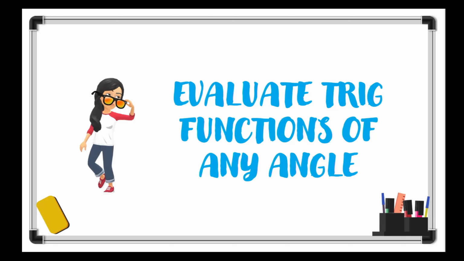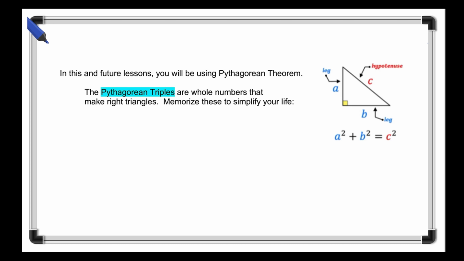Hi everyone, so today we're going to go ahead and evaluate trig functions of any angle. In this lesson, as well as future lessons, you're going to be using the Pythagorean theorem, so we want to review what that means. A and B are your legs and C is your hypotenuse. Remember that your hypotenuse is always the longest side.